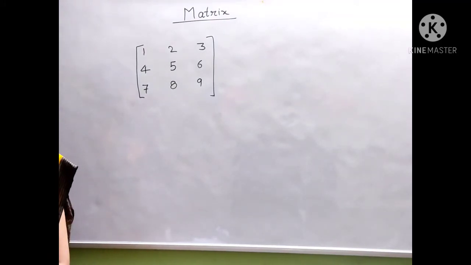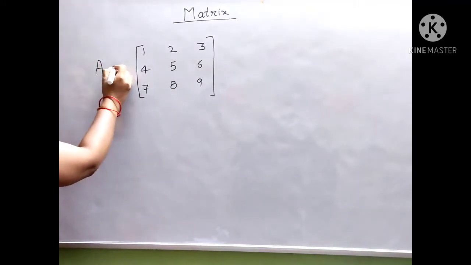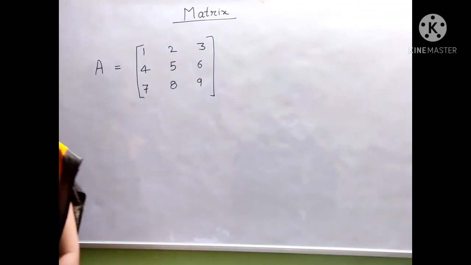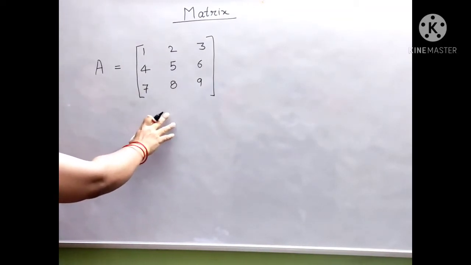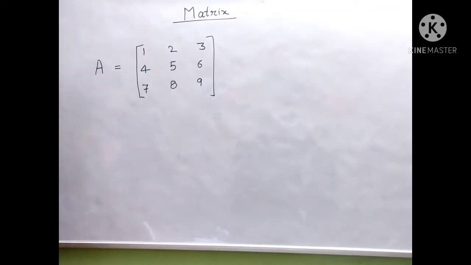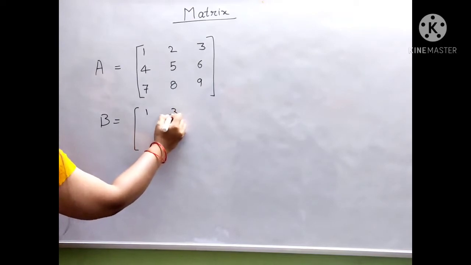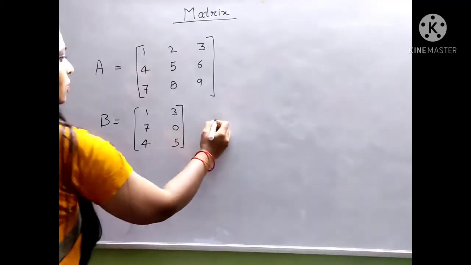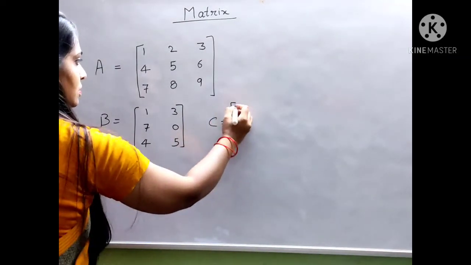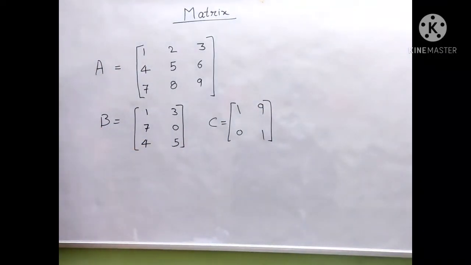We denote a matrix by a capital letter. We can use any capital letter: A, B, C, U. It is up to you. Here we can see an example of a matrix. Another example which we can take is this, or this. So these are some examples of matrices.